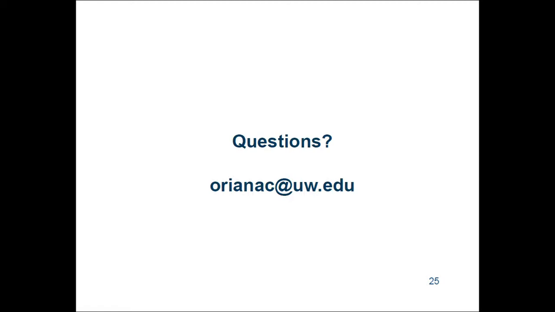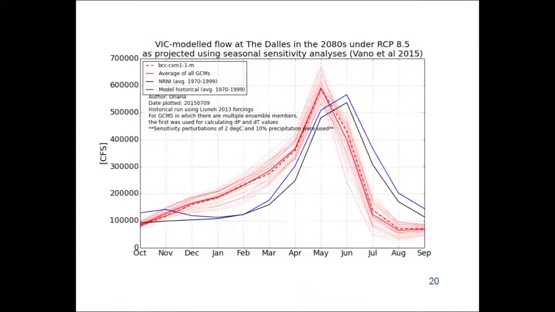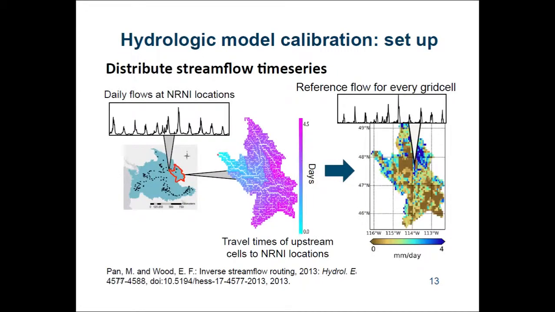Yeah, so the way it works is, here. We take the blue little map on the left that has these black dots. Those are those NRNI, no regulation, no irrigation gauge points. And using this method, we back out the reference flow for every single grid cell. And so all of a sudden we decompose the known streamflow at each of these component locations into distributed flow. So we end up calibrating at every one of the 19,000 grid cells.